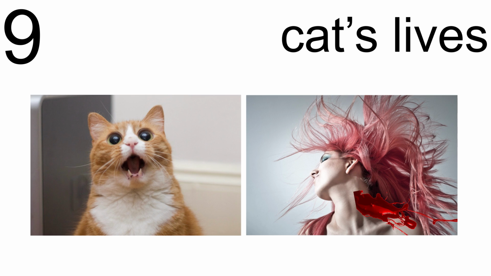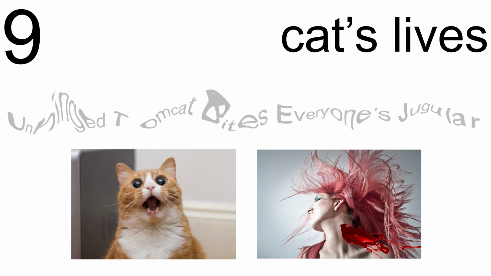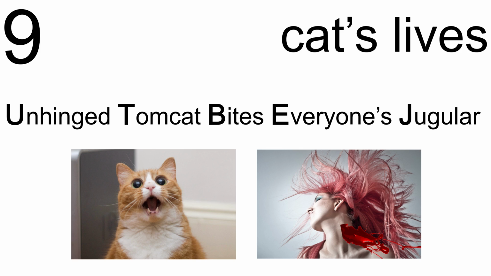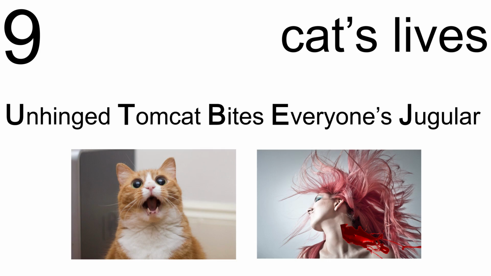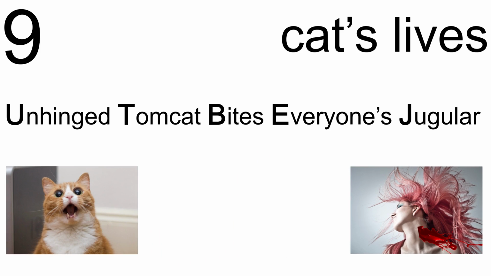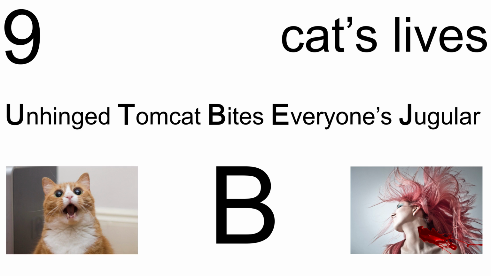9, a cat has 9 lives. In this case, it's like a really gross, aggressive tomcat. So, unhinged tomcat bites everyone's jugular. It's a crazy street cat, stinky and bedraggled. Unhinged tomcat bites everyone's jugular. Yeah, I know this is weird, but it's memorable because it's weird. So think the phrase and say the notes for 9 lives. C sharp, F sharp, B, E, G sharp.